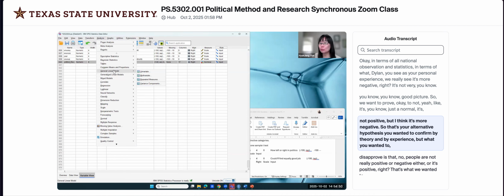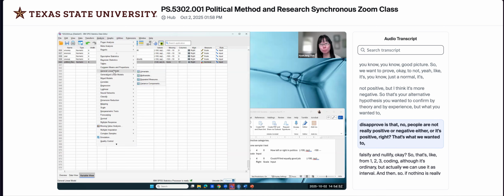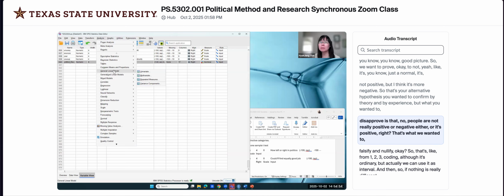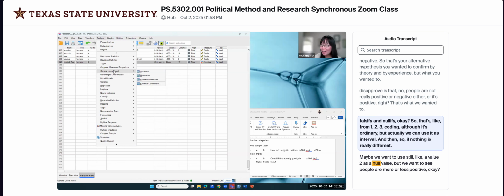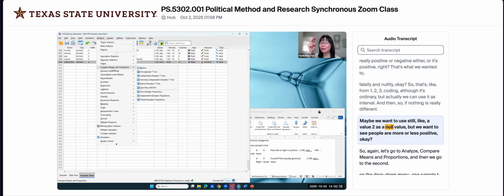But what you want to disprove is that people are not really positive or negative either, or that it's positive. That's what you want to falsify and nullify. So with the 1, 2, 3 coding, although it's ordinal, we can actually use it as interval. And if nothing is really different, we still use the value 2 as the null value, but we want to see whether people are more or less positive.